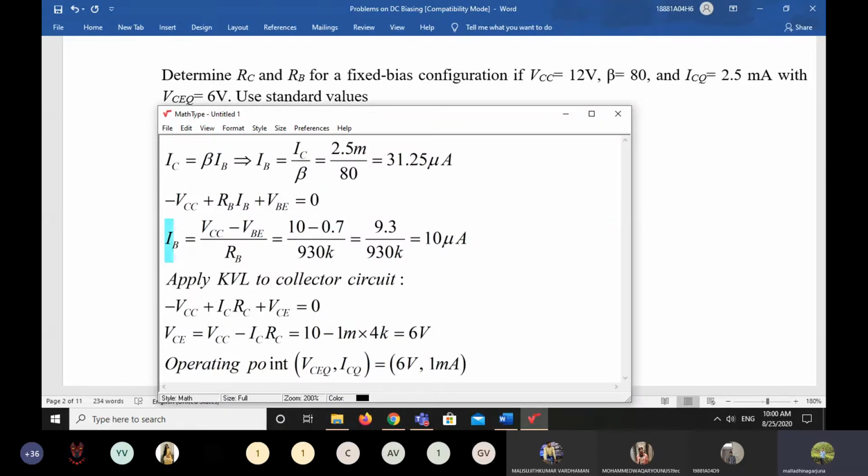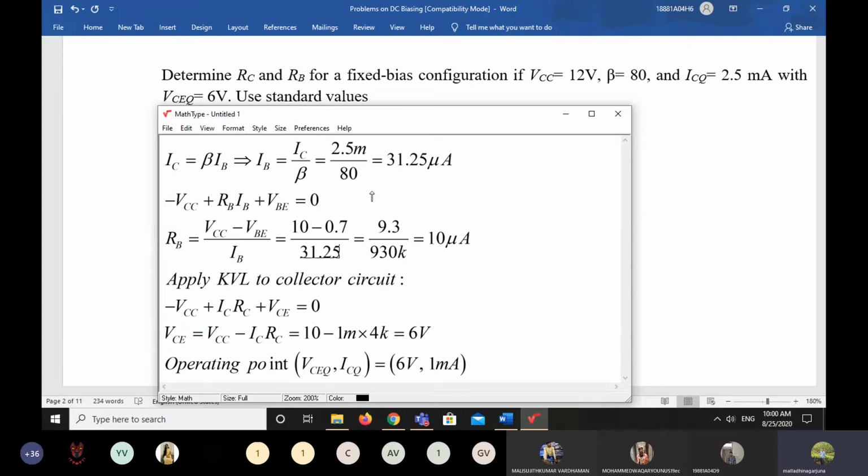Here we want to calculate the RB resistor. From the above equation we can rearrange the equation: RB is equal to VCC minus VB by IB. So we know that IB value, that is 31.25 microamperes.